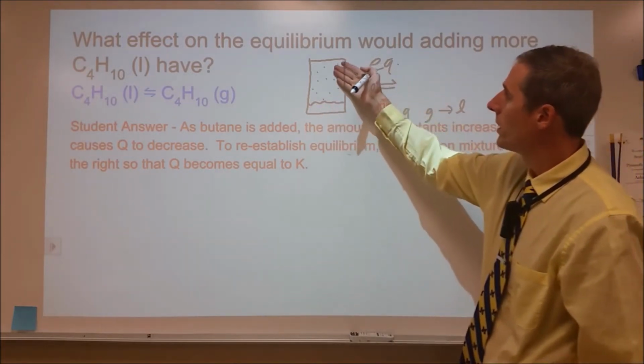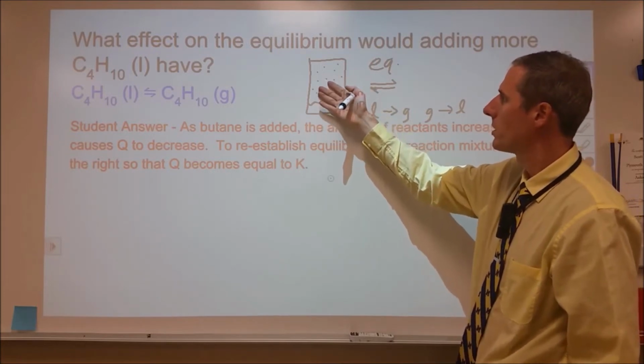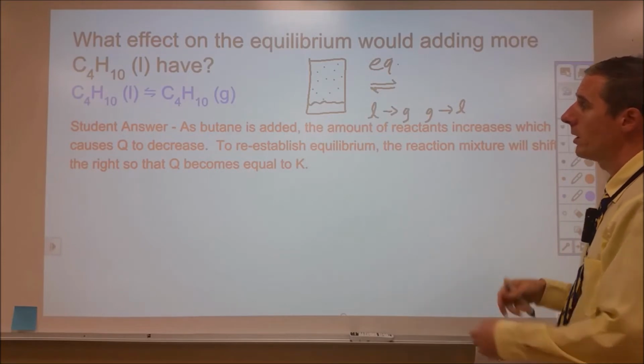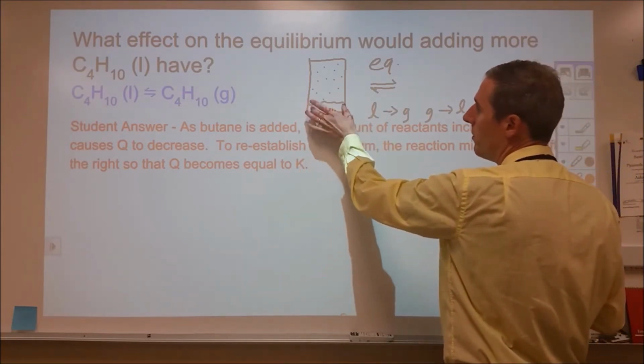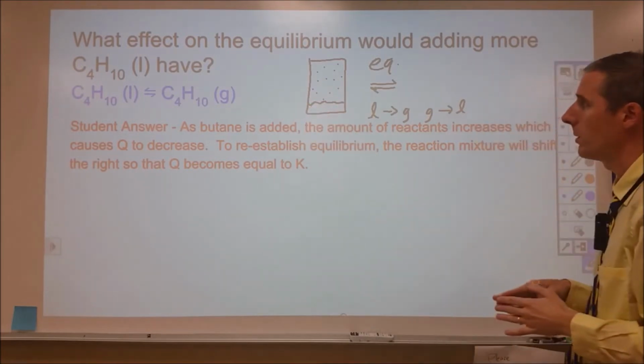There's also a rate of the gas turning back into the liquid. That also depends on temperature, on what the substance is, and on the surface area. Okay? The larger the surface is, the more liquid is going to turn into a gas, and the more gas is going to turn into the liquid.